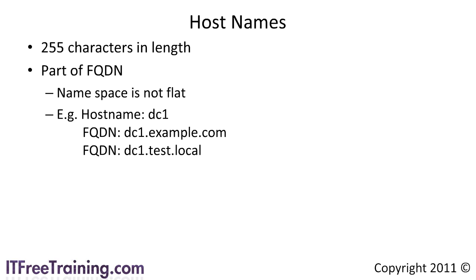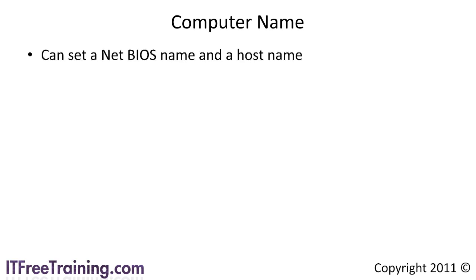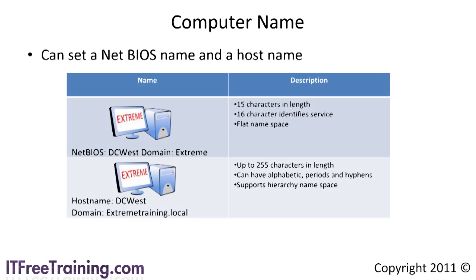This brings up the question of what is a computer name. Is it the NetBIOS name or the host name? To help your computer be compatible with older software, Microsoft allows you to set a NetBIOS name and a host name. For example, in this case, the computer will have a NetBIOS name of DC West and a domain name of Extreme. Notice also with NetBIOS, the domain name can only be up to 15 characters in length.